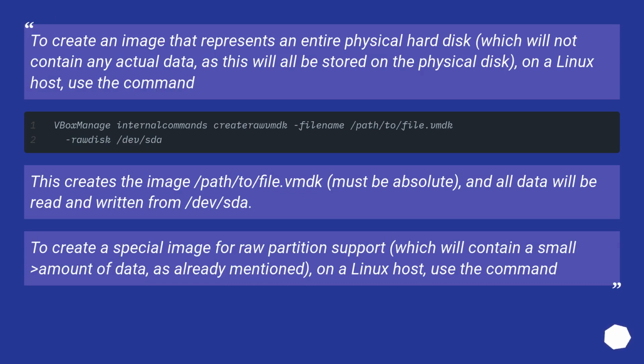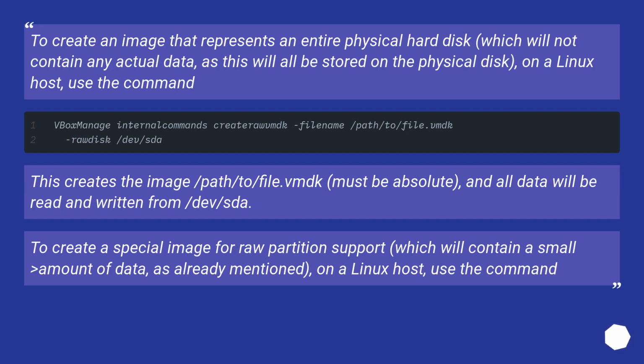To create an image that represents an entire physical hard disk, which will not contain any actual data, as this will all be stored on the physical disk on a Linux host, use the command. This creates the image /path/to/file.vmdk, must be absolute, and all data will be read and written from /dev/sda.